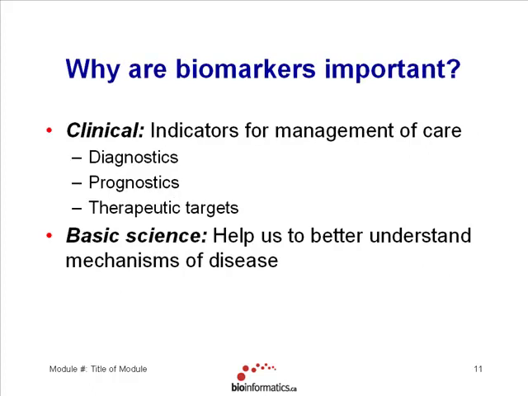So at the end of the day, we need a measurable biomarker, an objectively measurable quantity, and we need to be able to infer something about disease from it. From a clinical perspective, these are indicators for management of care. We want to be able to use biomarkers in diagnostics, prognostics, and therapeutic targets. And in basic science, biomarkers help us to better understand mechanisms of disease. I think that's an important element that may not have been mentioned before: it helps us to understand the disease better.